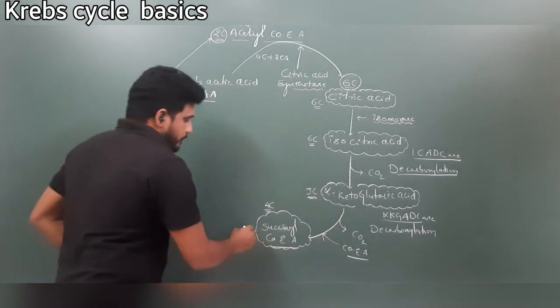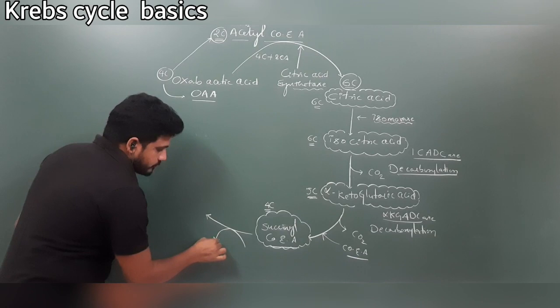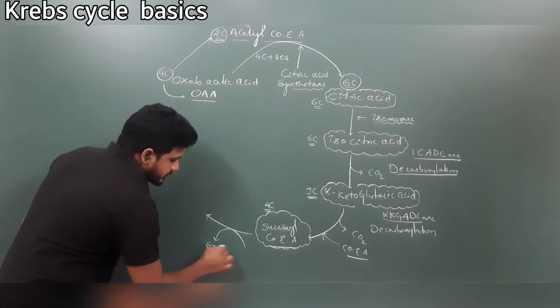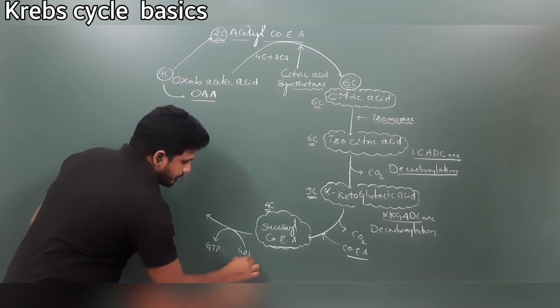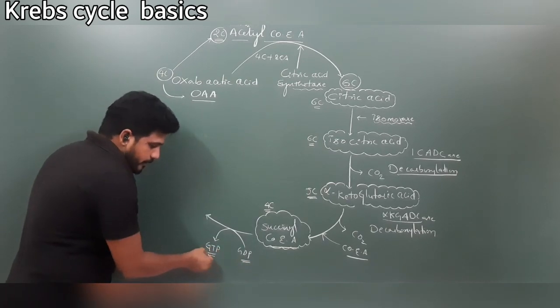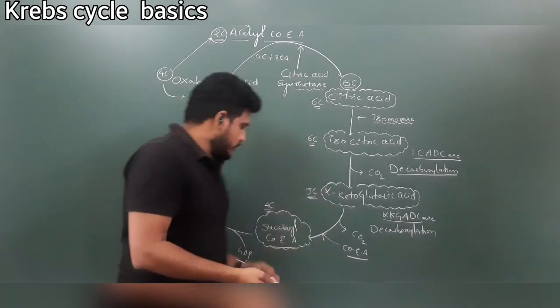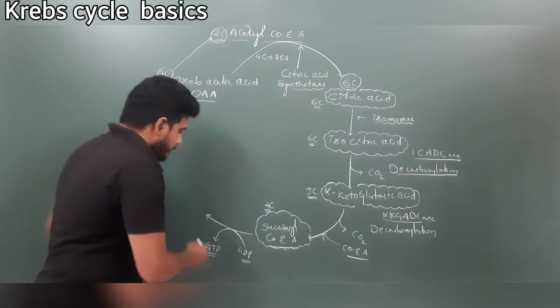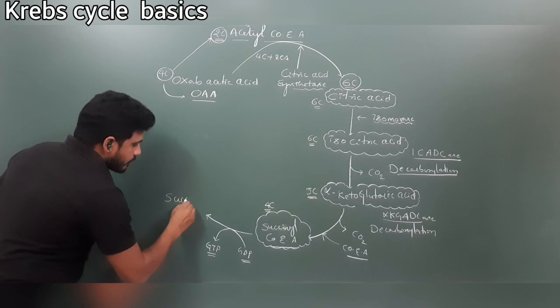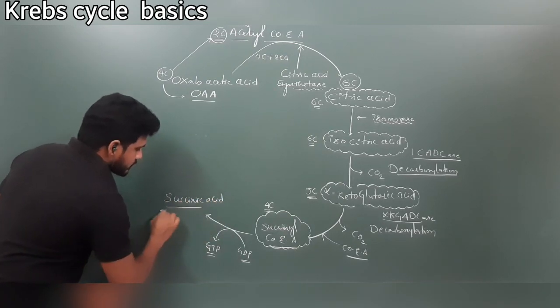Fine. So from this succinyl coenzyme A, one GTP will be synthesized from GDP. GDP means guanine diphosphate, and it will become guanine triphosphate. Means one phosphate will be released. So succinyl coenzyme A becomes succinic acid, also called succinate.